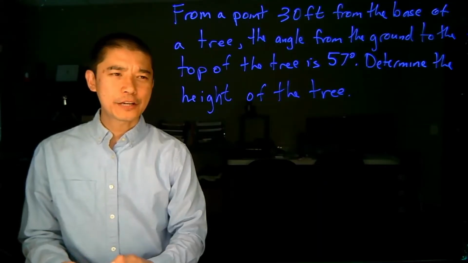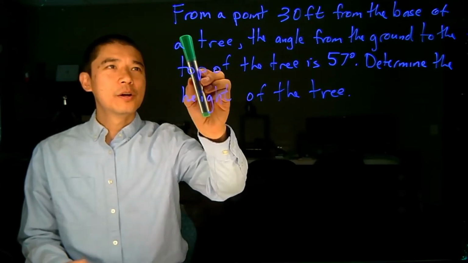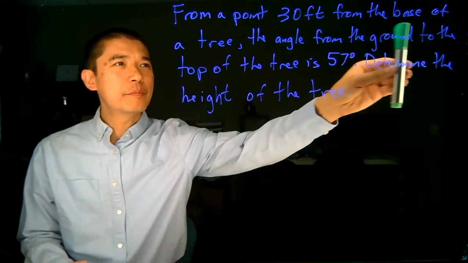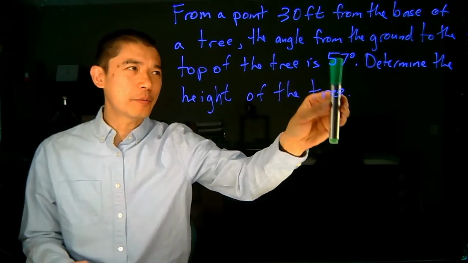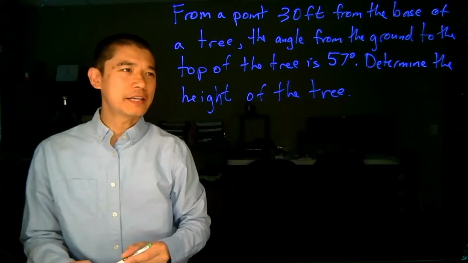Here's a typical sounding word problem involving solving parts of a triangle. From a point 30 feet from the base of a tree, the angle from the ground to the top of the tree is 57 degrees. Determine the height of the tree.